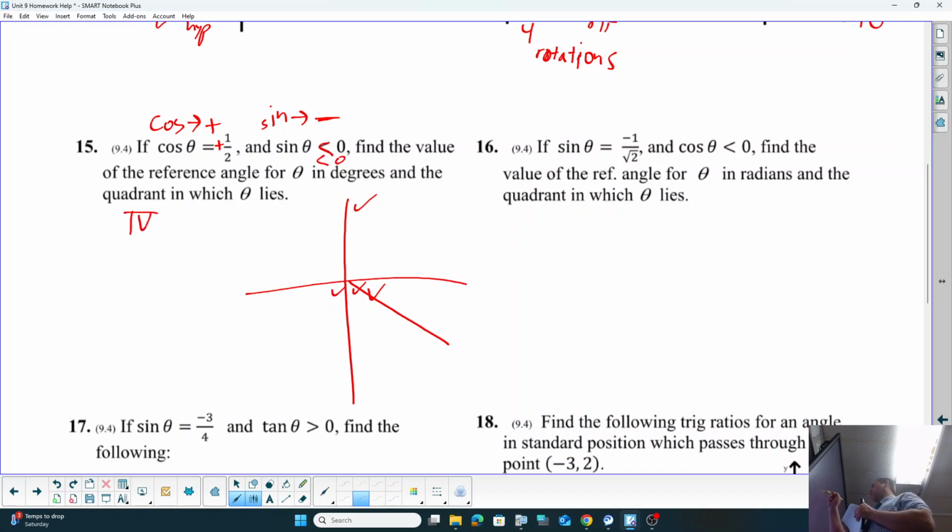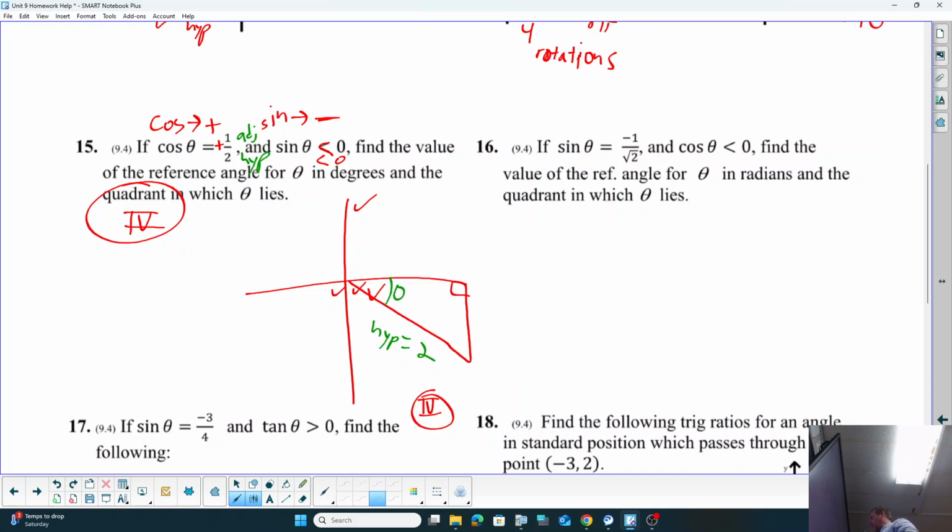So the quadrant is definitely quadrant 4. That's where that lies. Now we're trying to draw this right triangle and find that missing angle. So what do they tell us? Cosine is adjacent over hypotenuse, so the hypotenuse is 2 and the adjacent to the angle is 1. This looks like a special triangle with 1 and 2, which means this side has got to be radical 3.